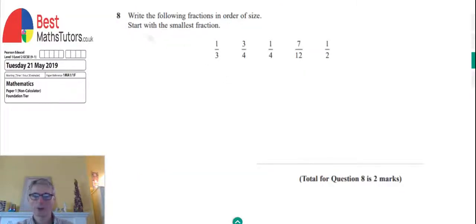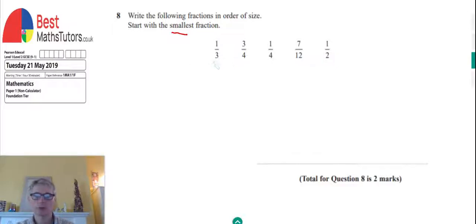This next one is a very common type of question. So this would more or less occur on every single foundation tier paper. And what it is, it's about ordering fractions in terms of their size. So going from, in this case, starting with the smallest and going to the largest fraction.